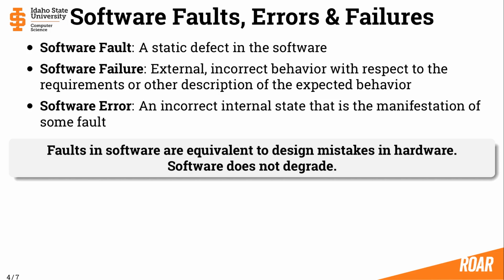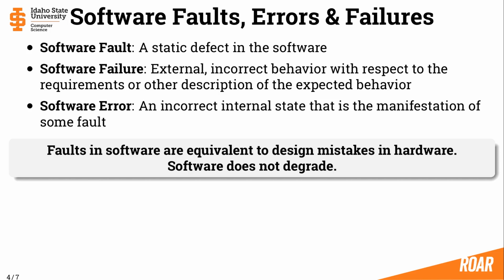Always be looking for that whenever you're using open source or other libraries. So, anyway, go back to software faults, errors, and failures. We've already talked about this, but just to make sure you understand. Remember, a software fault is a static defect in the software. It was there from the beginning. A software failure is an external incorrect behavior with respect to the requirements or other description of the expected behavior. So this is an apparent failure to meet the actual requirements. And of course, a software error is an incorrect internal state that is a manifestation of some fault.